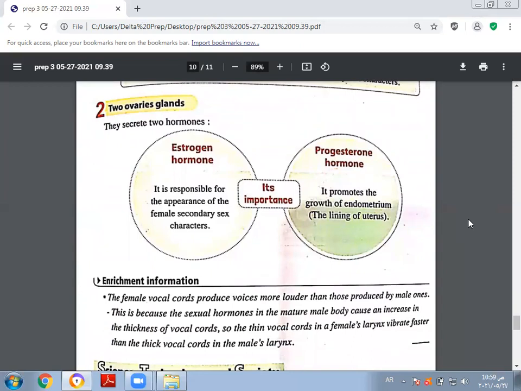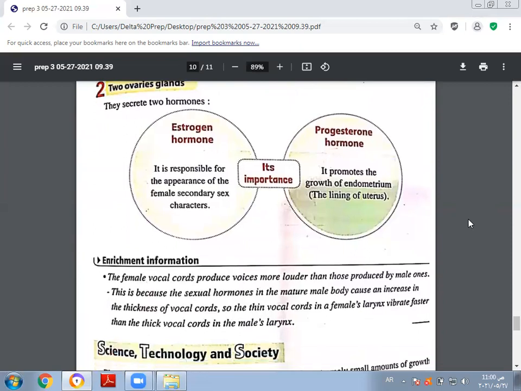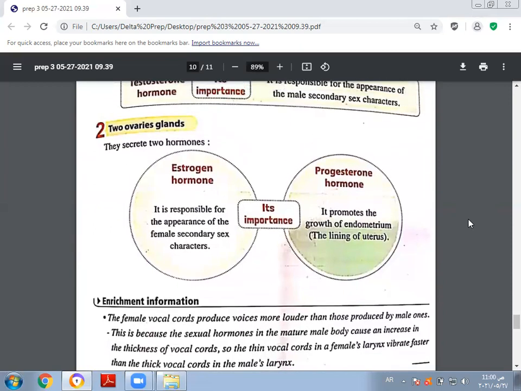Estrogen hormone is responsible for the appearance of the female secondary sex characters. Its function is very important in the female body. And the other hormone, which is secreted by the two ovaries glands, is progesterone hormone. The progesterone hormone promotes the growth of the endometrium. Endometrium means the lining of the uterus.